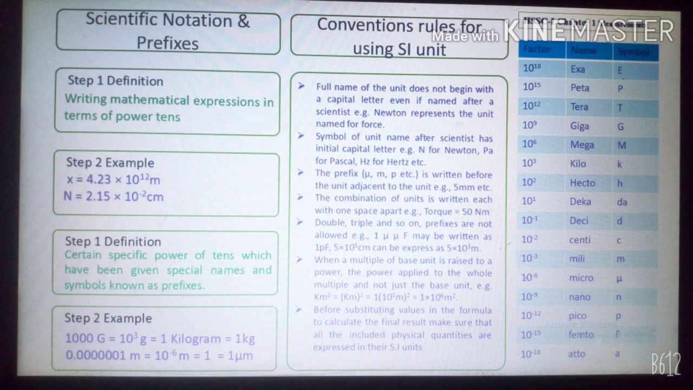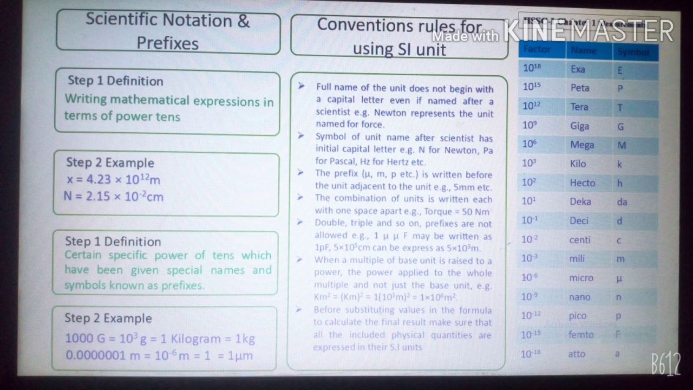Step number 1 is its definition. Writing a mathematical expression in terms of powers of 10 is known as scientific notation. For example, in step number 2 the example is given here: 4.23 multiplied by 10 power 12 meter. This is scientific notation. 10 power 12 means scientific notation. Similarly, n is equal to 2.15 multiplied by 10 power minus 2 centimeter. We get another example in the form of gravitational values as well as in the form of k values and so on, which we use in Coulomb's law or in the law of gravitation.